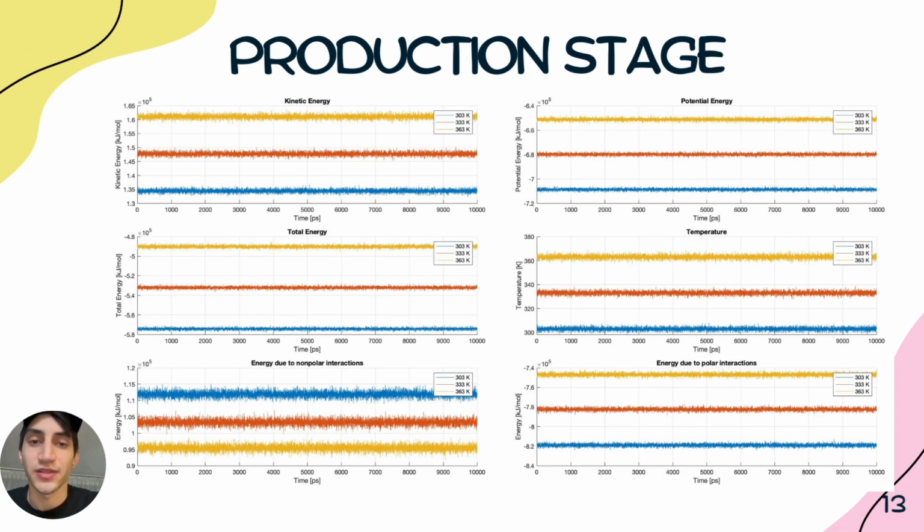Finally, we have the production stage, where molecules can move freely across the box of 4 nanometers, and this is where it's important to measure the properties. We have 5 types of energies, which is the kinetic energy, potential energy, total energy, energy due to non-polar interactions, and energy due to polar interactions. Each of them is measured in kilojoules per mole and plotted against time. Also, we have the graph for the temperature of each simulation, and this is measured in Kelvin.